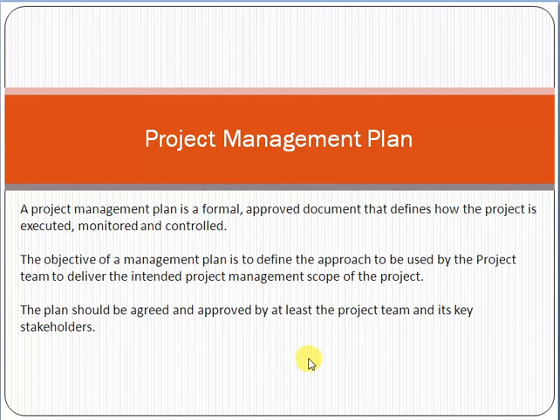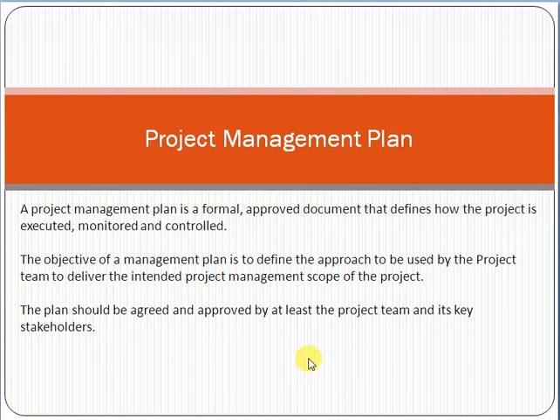The objective of a project management plan is to define the approach to be used by the project team to deliver the intended project management scope of a project. See friend, what is scope here? Scope basically tells you the deliverable. For example, if you are implementing an e-commerce solution, what is the scope of the project here? Like, the customer can browse the catalog of a product, the customer can purchase a product by using a credit card. So it's the scope of a project.